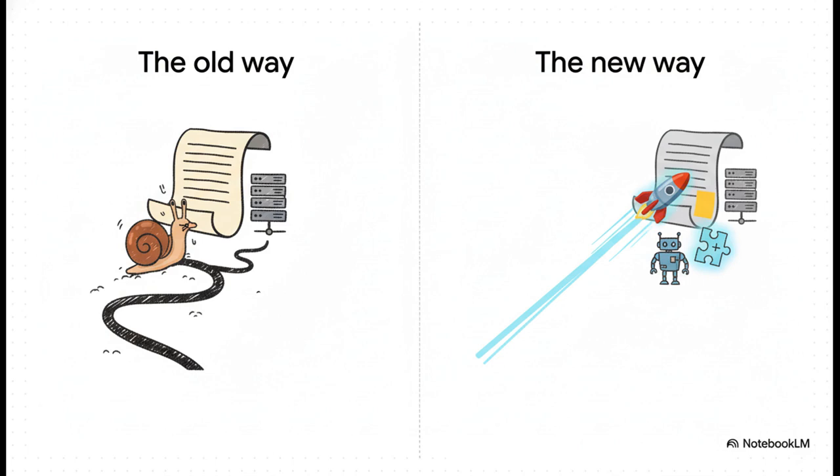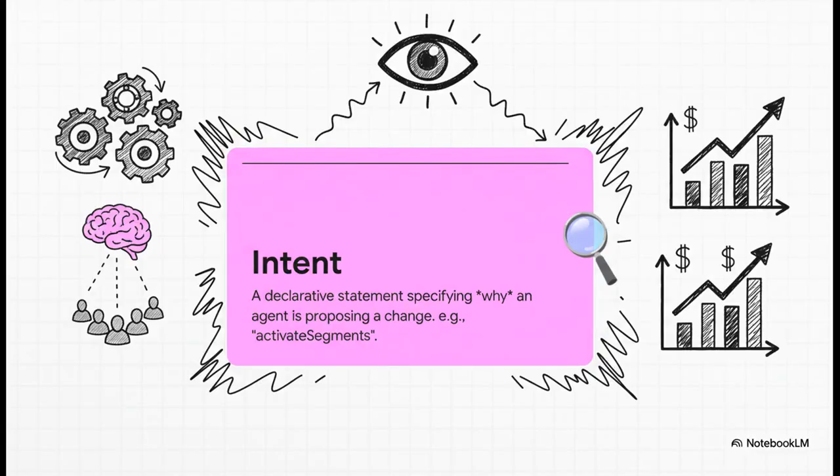An agent sends a tiny, secure little patch that only says, hey, I'd like to make this one specific change. It is an absolute game changer for both speed and privacy.